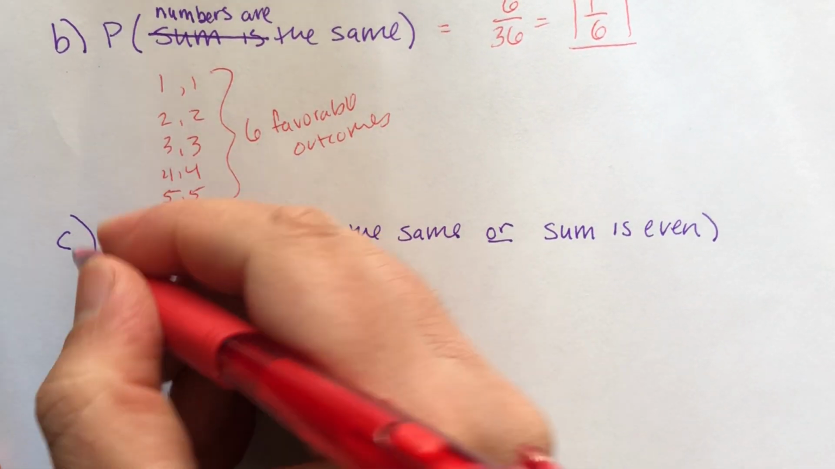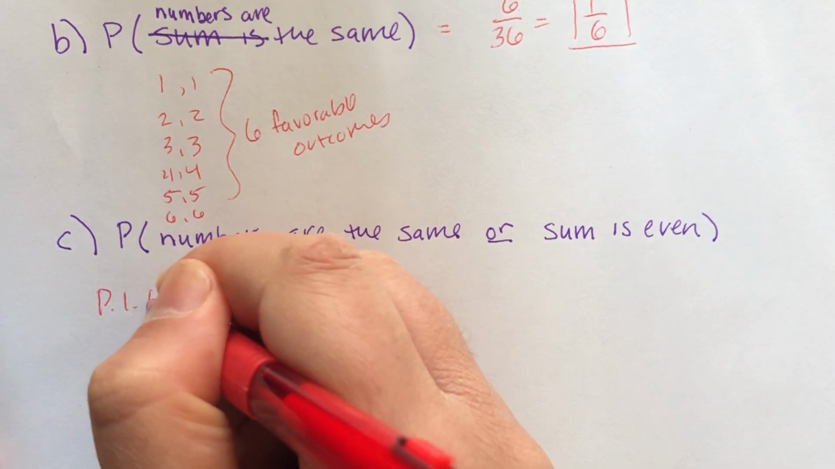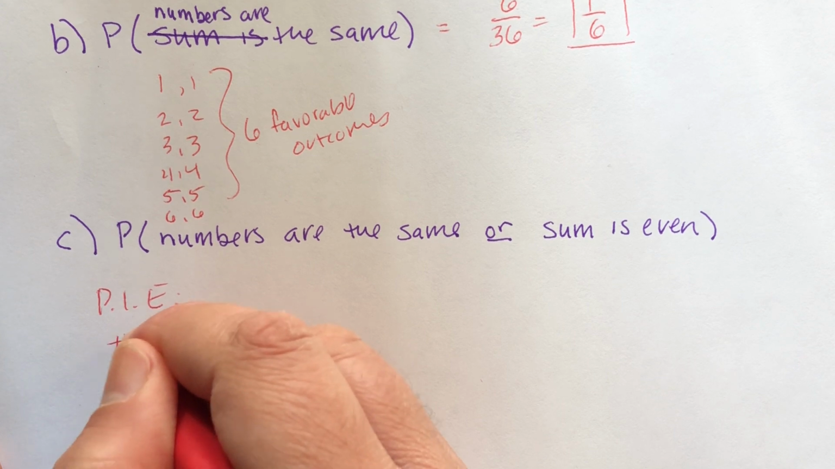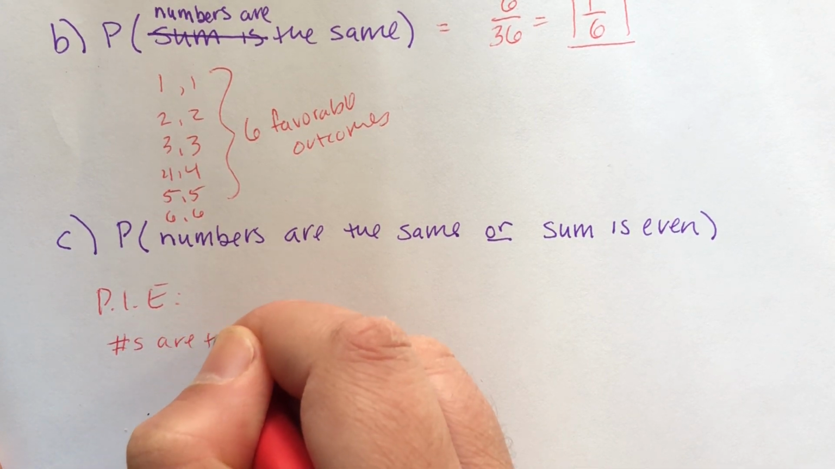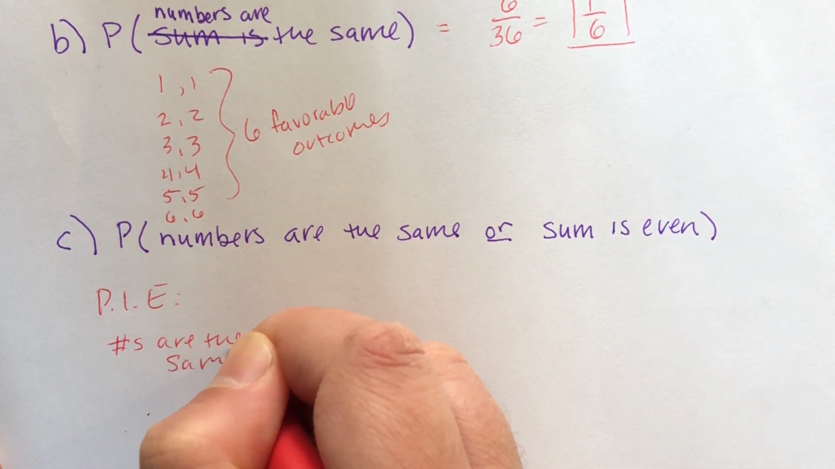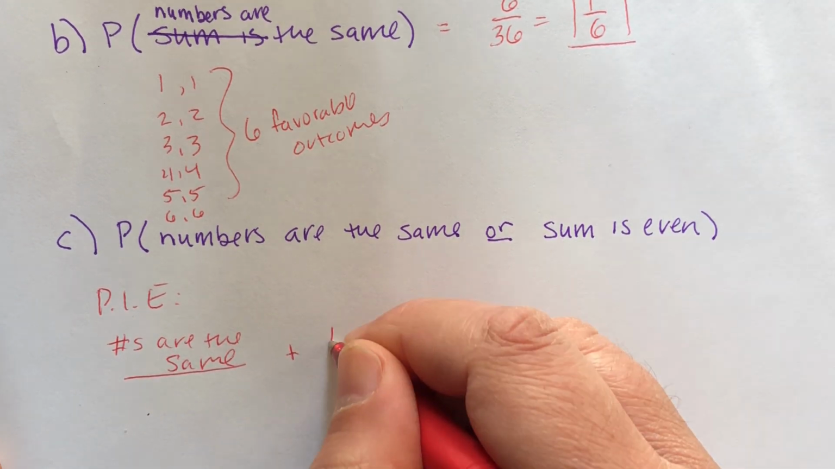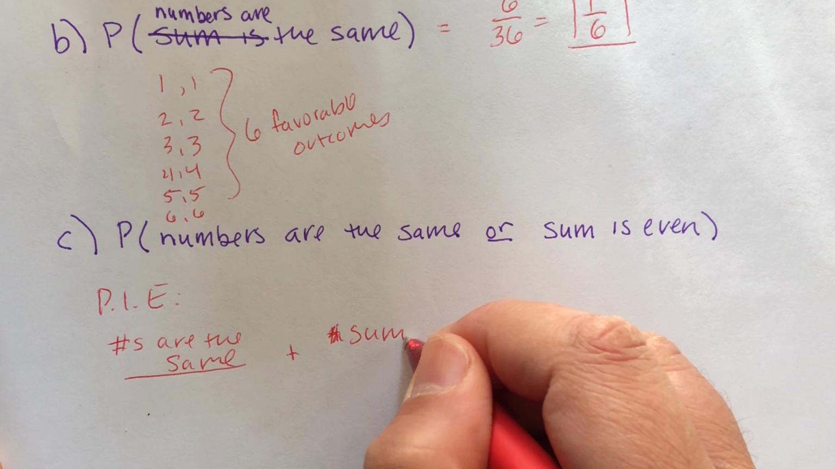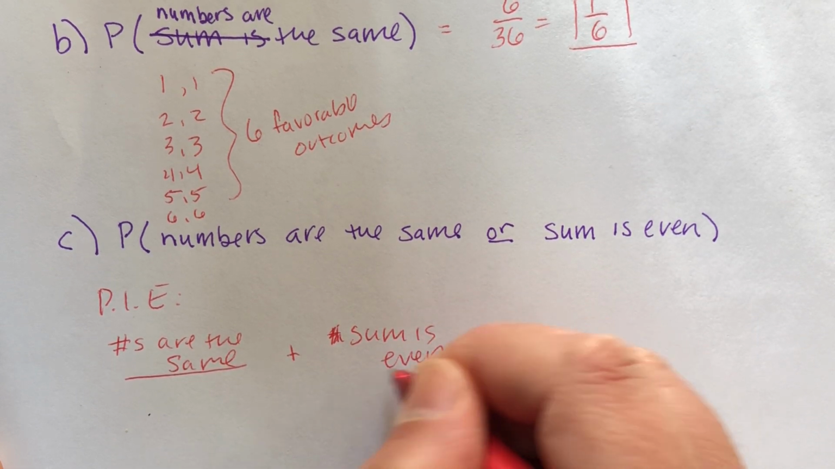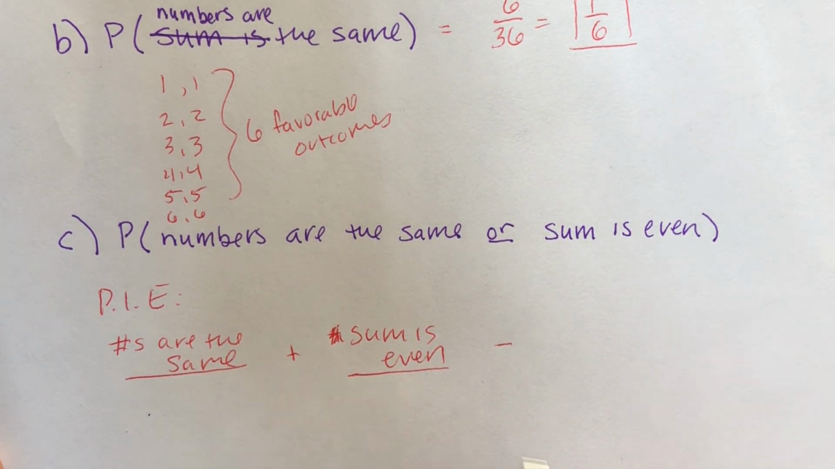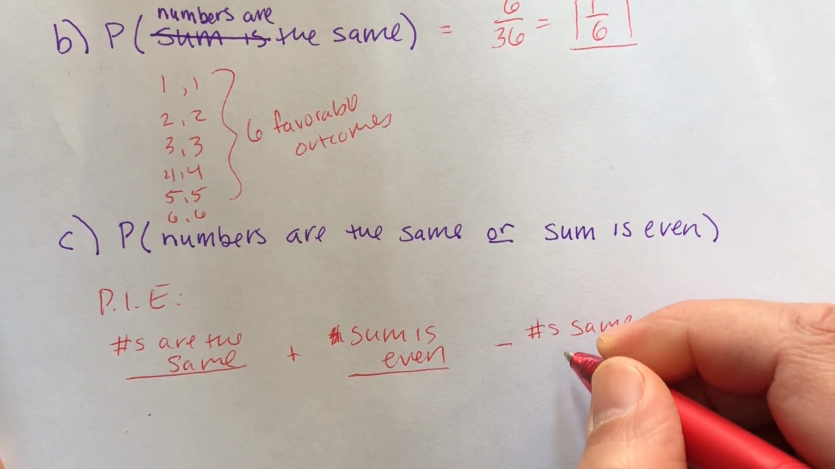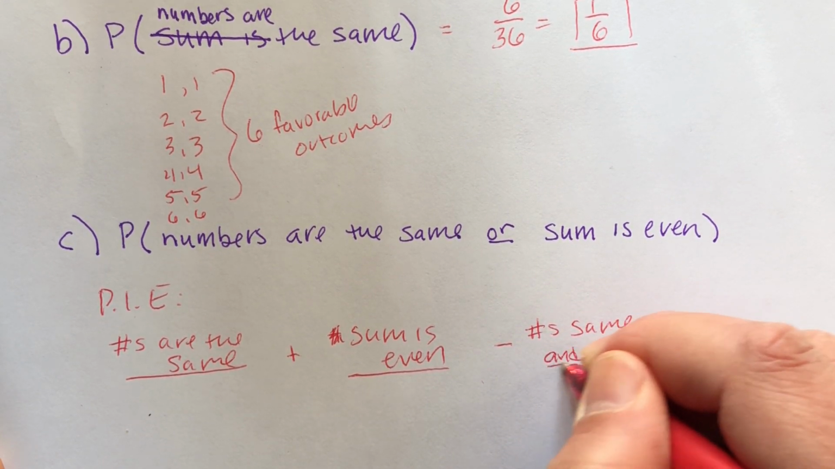And we'll do that again using the principle of inclusion and exclusion. First, we'll count the number of outcomes where the numbers are the same. We'll add to that the number of outcomes where the sum is even. And then we'll subtract the case of both: the numbers are the same and the sum is even.